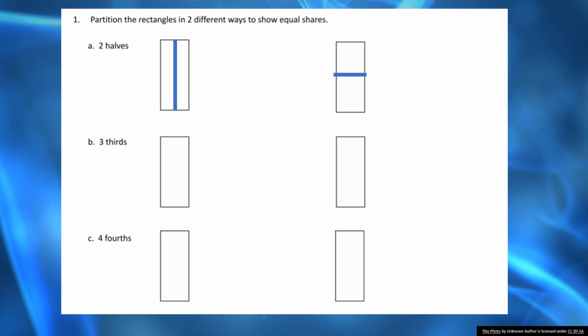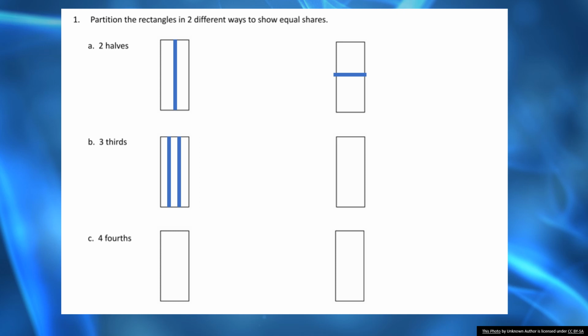Now let's take a look at B. B asks us to partition these two rectangles into thirds. All right, so thirds mean that we should have three pieces or three equal parts or three equal shares. So let's go ahead and partition this first rectangle into thirds. And I'm going to use vertical lines. Now notice, even though we are partitioning or dividing it into thirds, we only need two lines to do that.